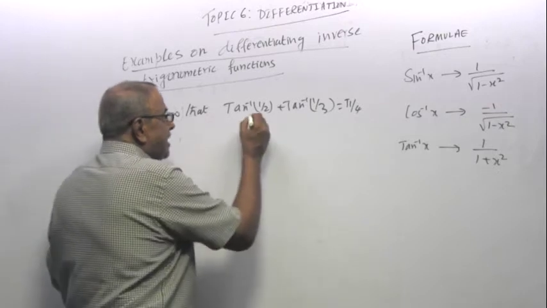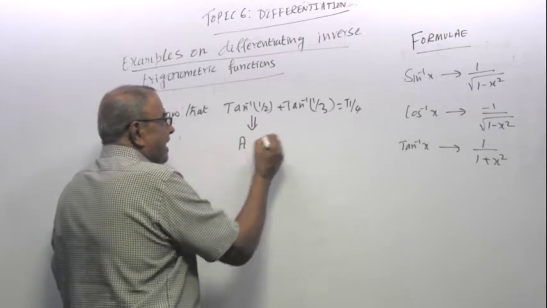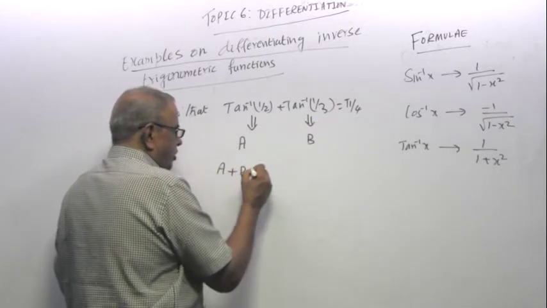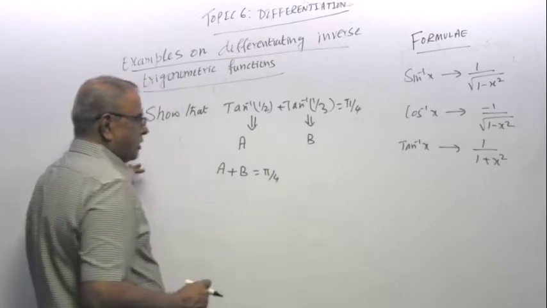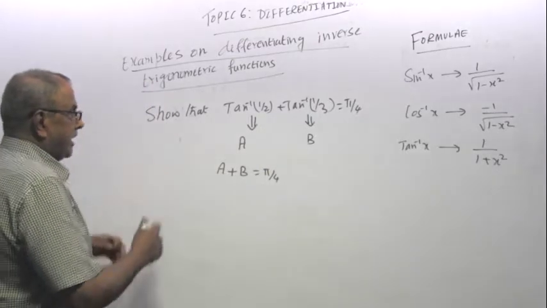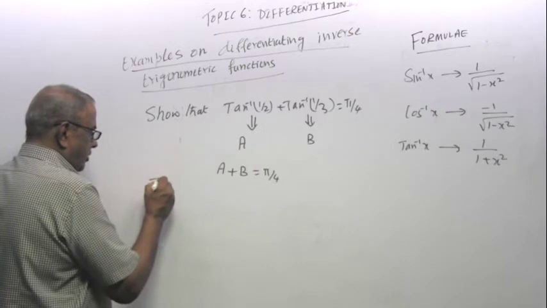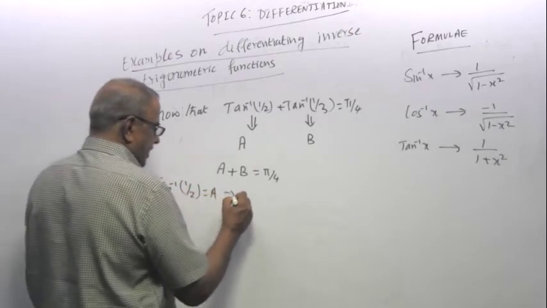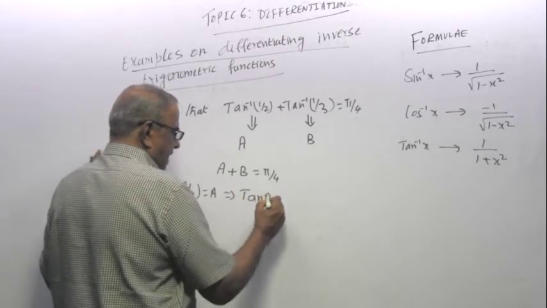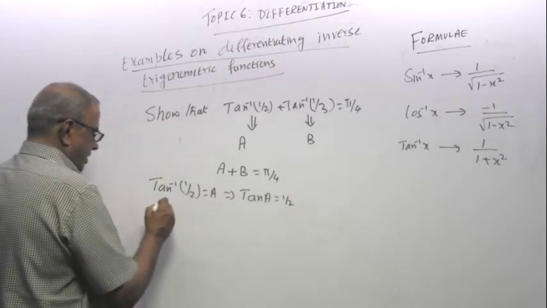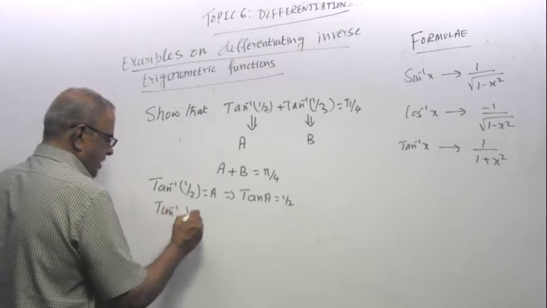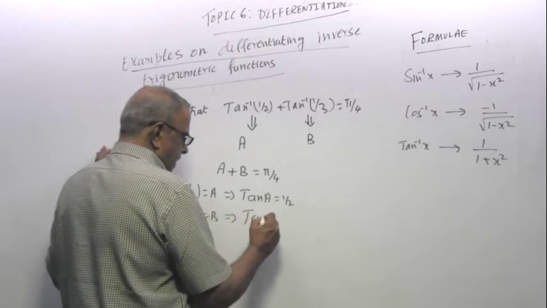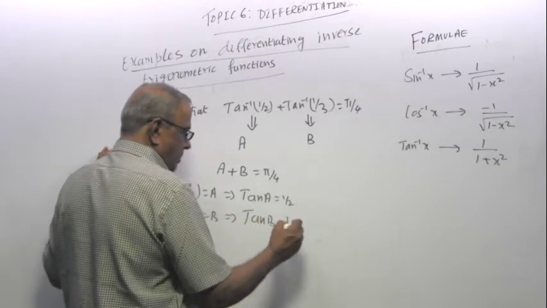But what is tan inverse function? It's an angle A, that's an angle B. So you have to show A plus B is pi over 4, right? In other words, tan inverse half is A, that gives you tan A equals half. Tan inverse 1/3 equals B, that gives you tan B equals 1/3.